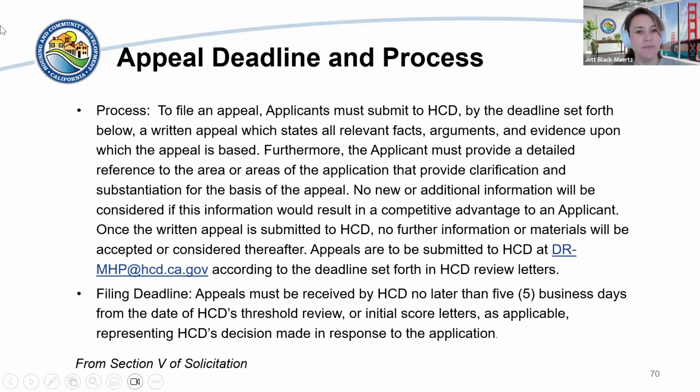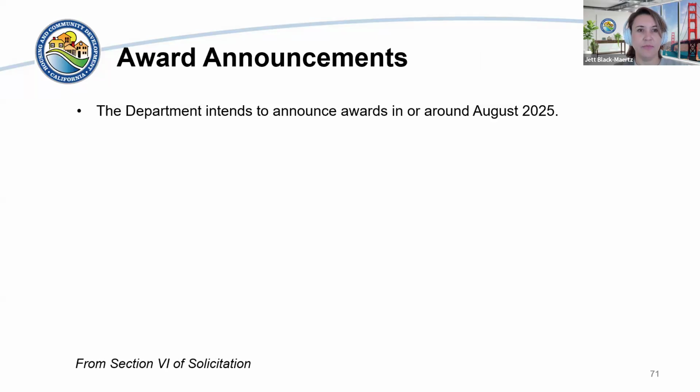The filing deadline. Appeals must be received by HCD no later than 5 business days from the date of HCD's threshold review or initial score letters as applicable, representing HCD's decision made in response to the application. The award announcements. The department intends to announce awards in or around August of 2025.